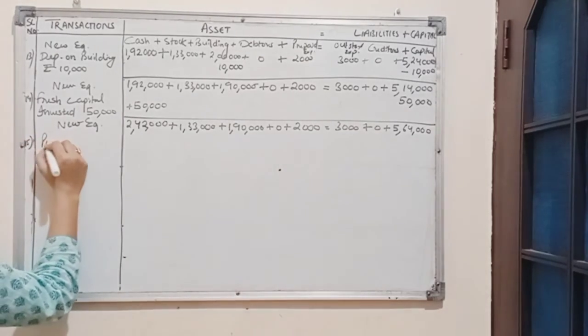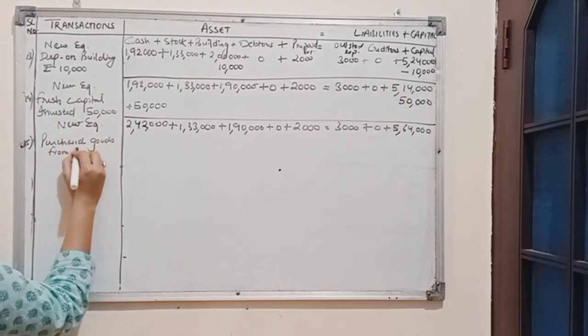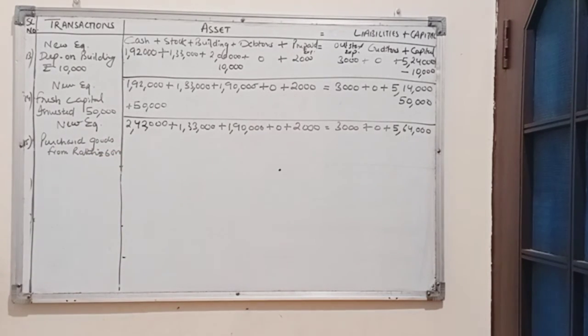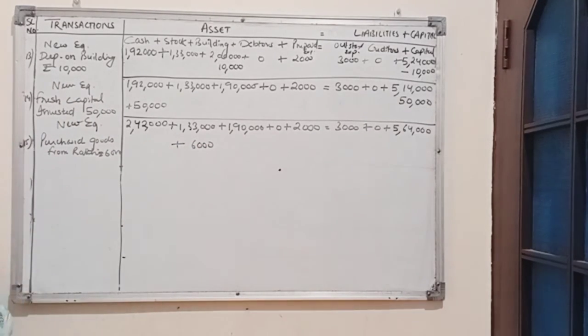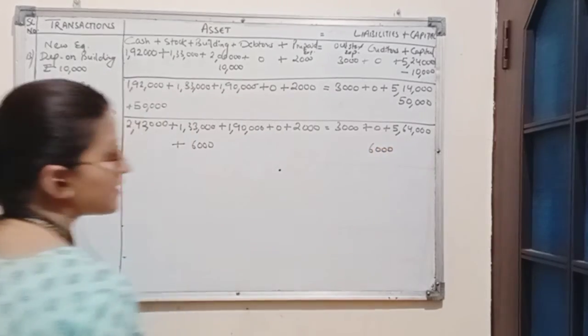15th transaction, purchased goods from Rakhi. Amount is rupees 6,000. Now here goods have been purchased from Rakhi. It is not mentioned in the transaction that these goods have been purchased in cash. So we will assume that goods has been purchased from Rakhi on credit. So purchase of goods means there is increase in the value of stock by 6,000. So we will add 6,000 in stock column. And we have purchased it from Rakhi. Rakhi is our creditor now. So our creditor has been increased with the amount 6,000.